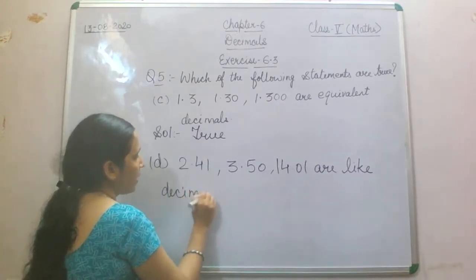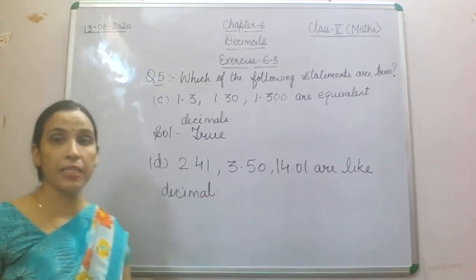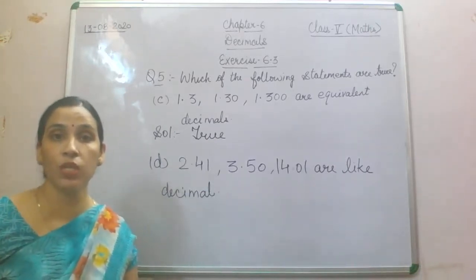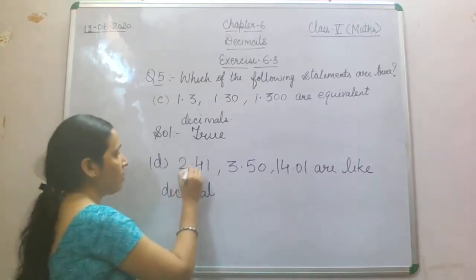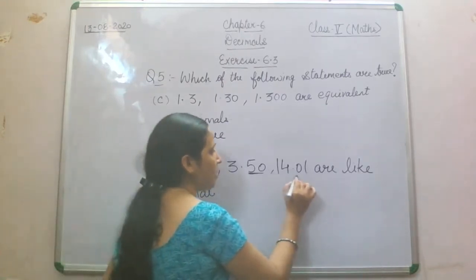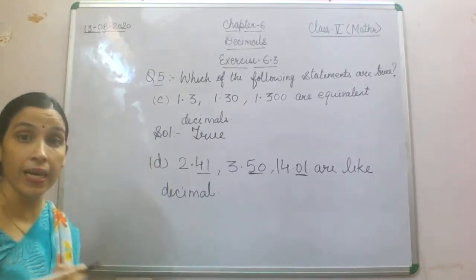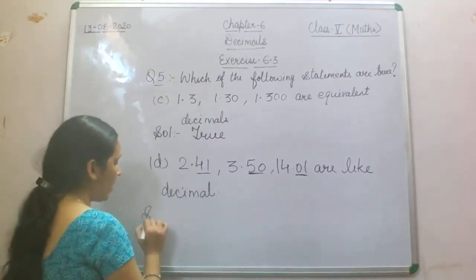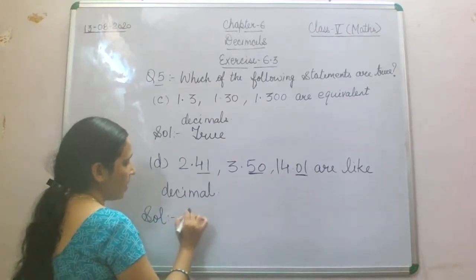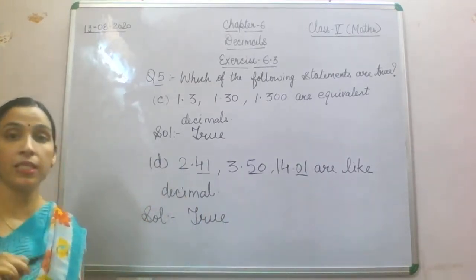So what is that? Are like decimal. So what is the definition of like decimal? Like decimals are those which have the same decimal places. Now here you can see 2 decimal places, 2 decimal places and 2 decimal places. It means yes, they are like decimals. So what will be the answer? The answer will be yes. The statement is true. Yes, the statement is totally correct.